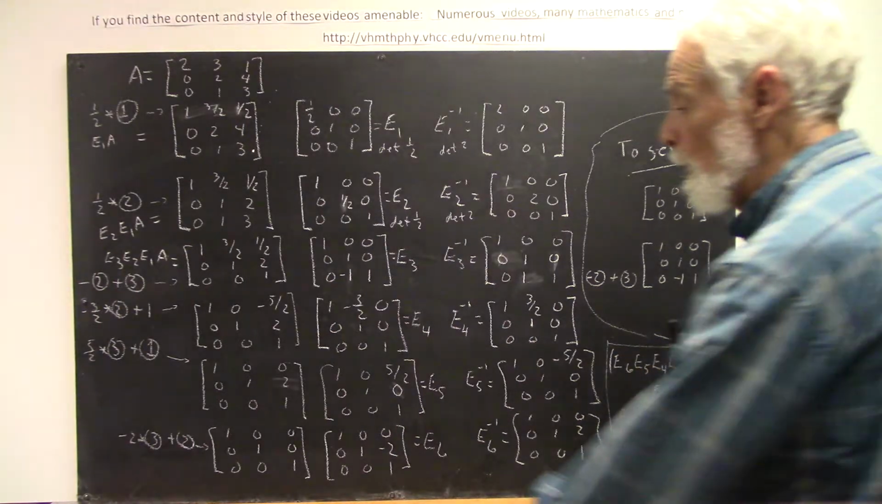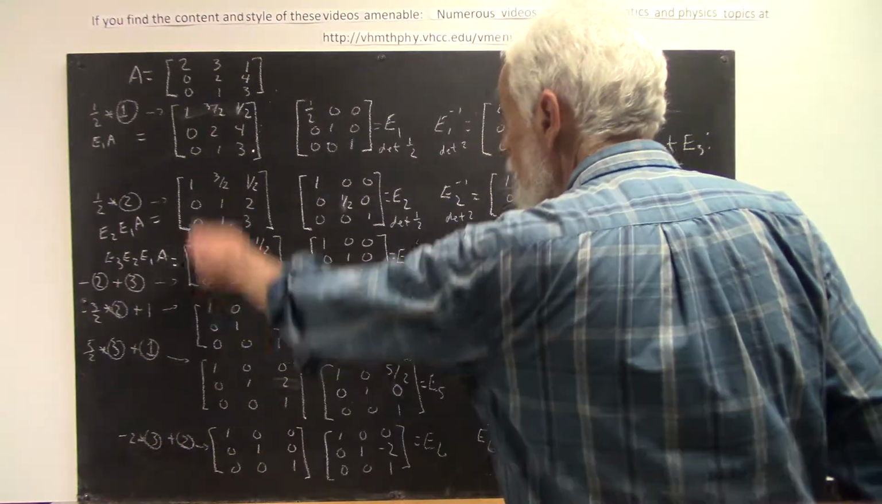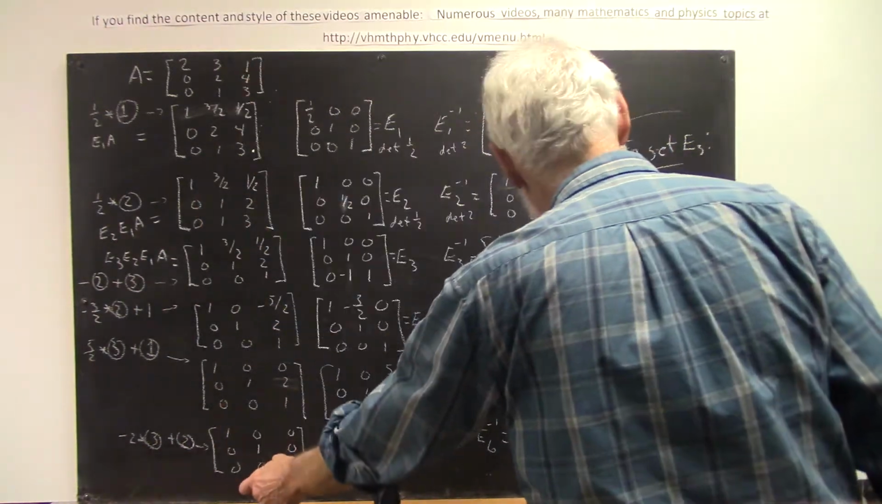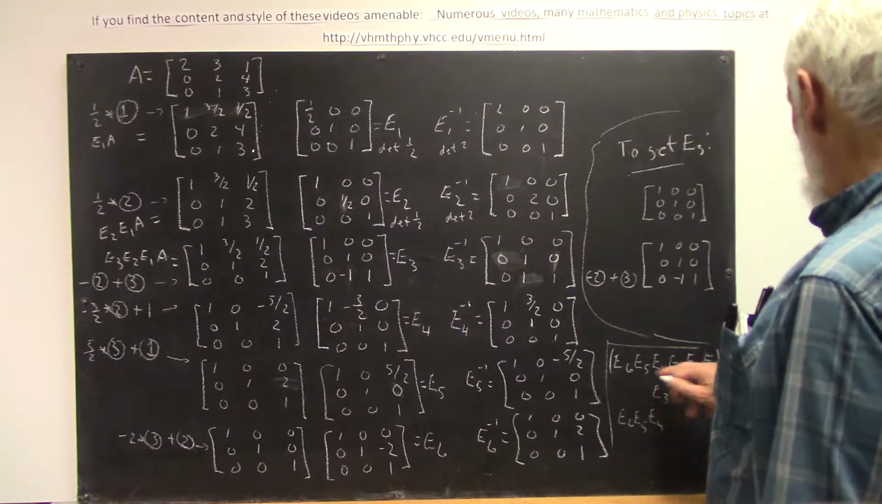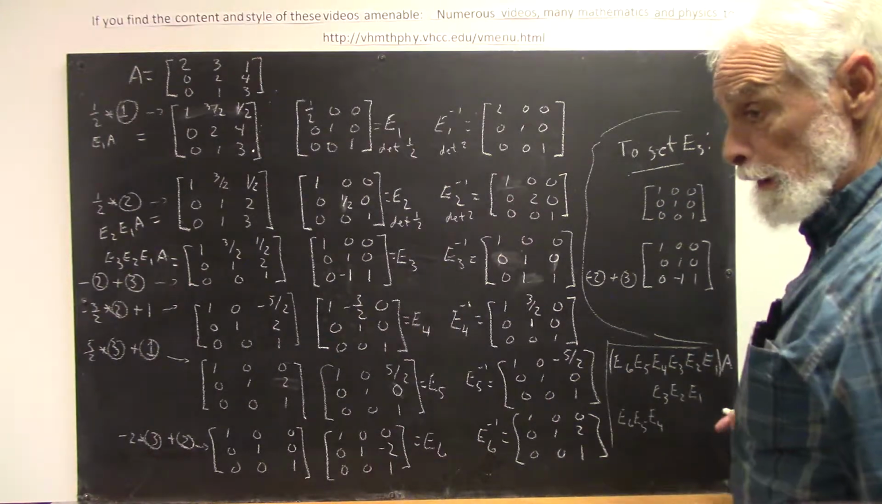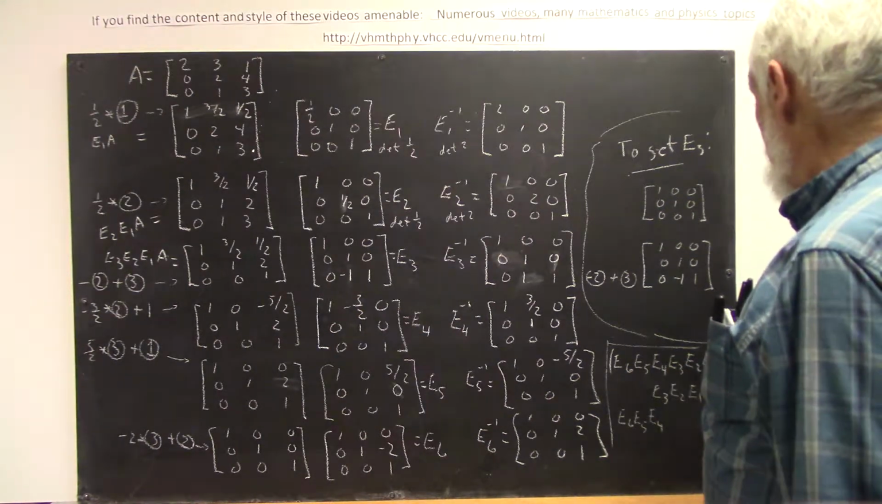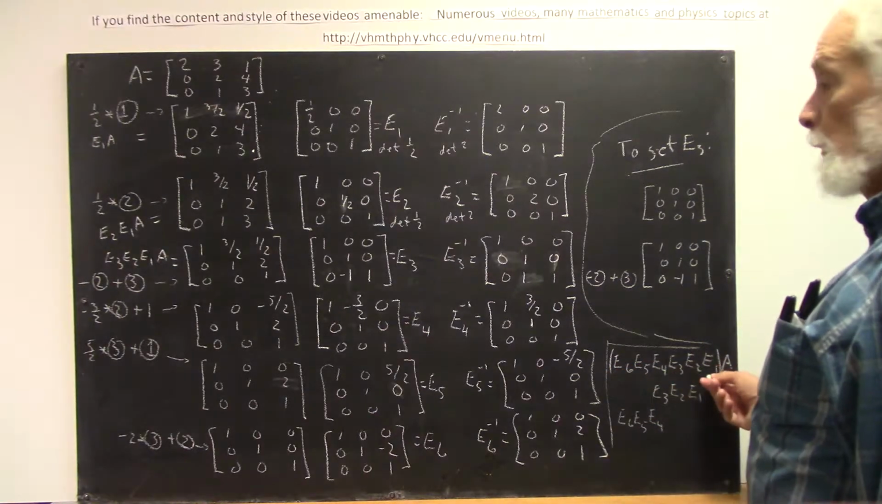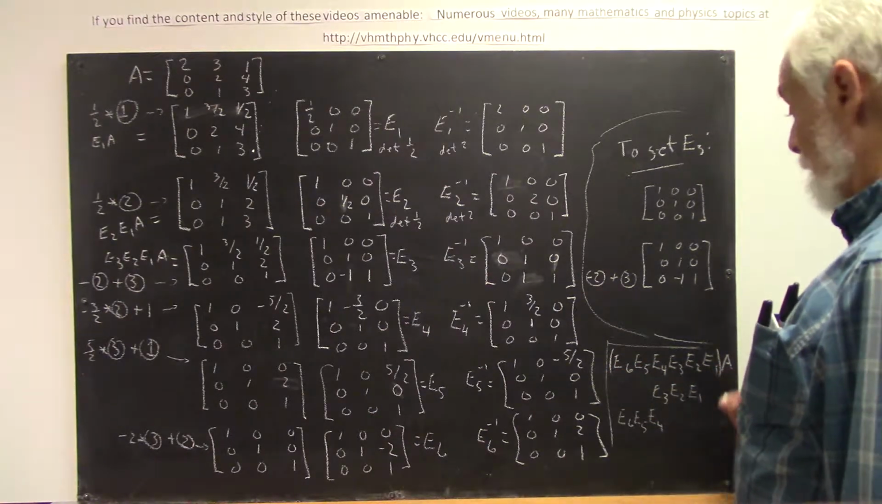Okay, and of course what we end up with down here is the identity, because we're reducing this matrix to the identity, so that this equals the identity. What's that tell us? It tells us that the product E6 through E1 is the inverse of A.